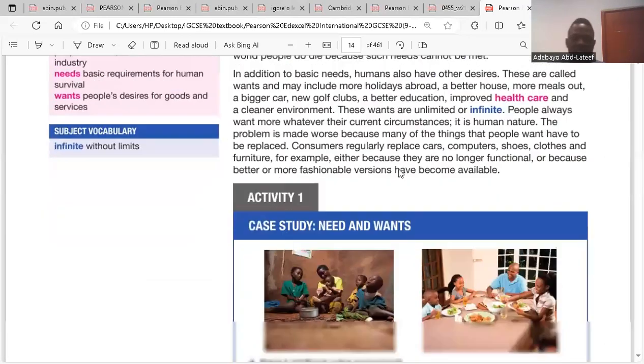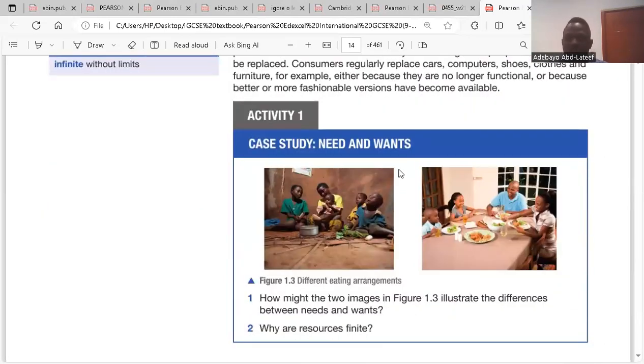Then we go to the activity, the case called needs and wants. For the first image, the question is how the two images in this figure illustrate the difference between needs and wants. I wrote, the first image shows that the family sees food as a basic need. The children sitting on the ground need food; without it, they cannot survive. The second image shows that the family can afford basic needs, so the thing they think about is wants. Is it clear, please?